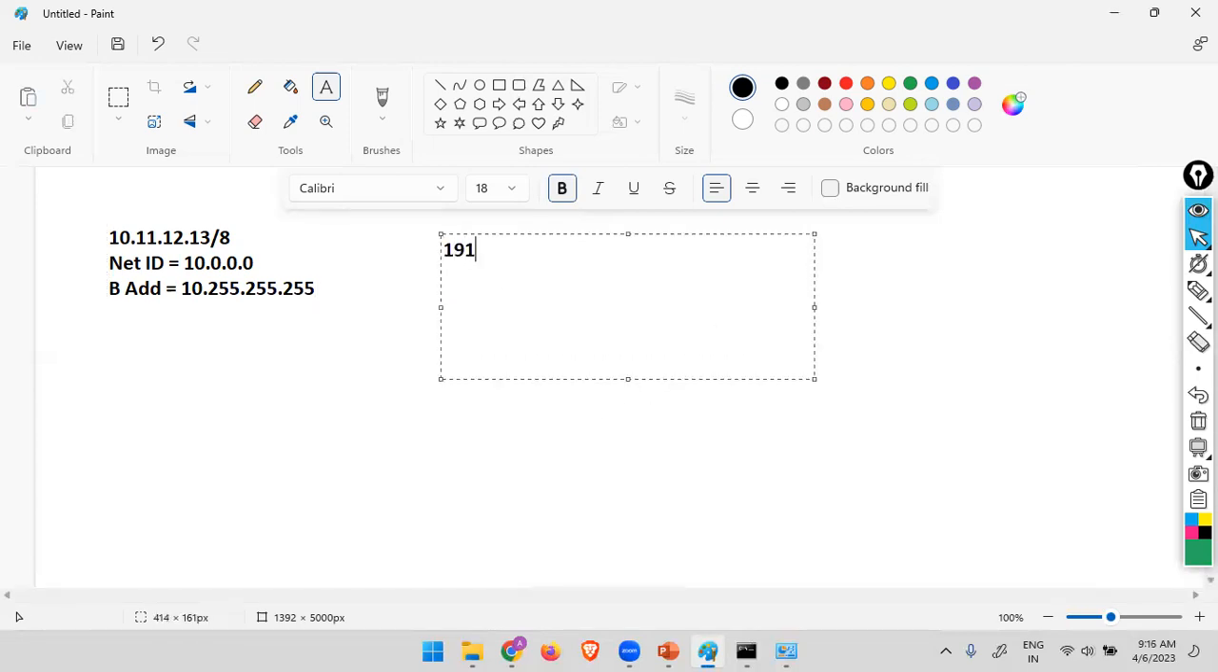What will be the slash value here? 16, right? What will be the network ID? 191.1.0.0. Correct. Broadcast address, 191.1.255.255.